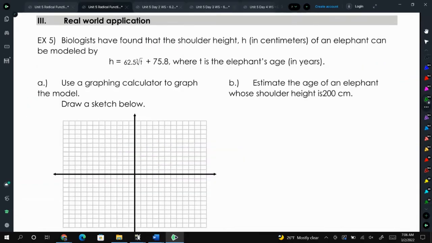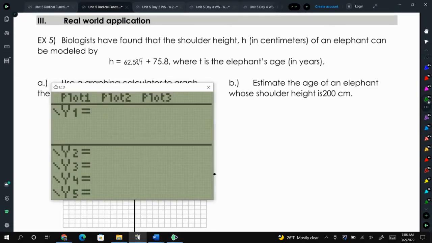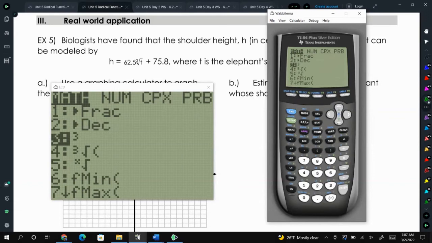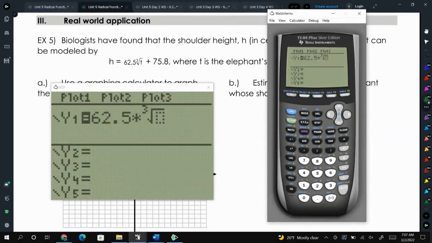So in this example, it says biologists have found that the shoulder height, in centimeters, of an elephant can be modeled by that equation, where t is the elephant's age in years. Use a graphing calculator to graph the model and draw the sketch below. So in our calculator, if we go to y equals, we're going to do 62.5 times the third root, so times 3. Then we hit the math button and go down to the fifth option, third root of x. Make sure you press the right arrow key, plus 75.8. And now we graph that.